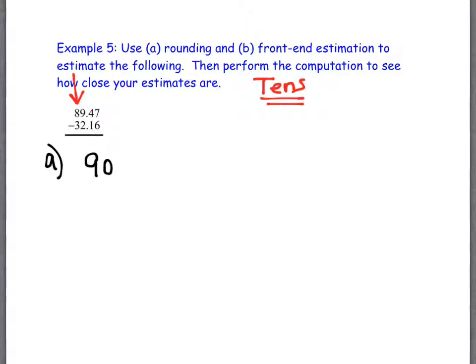90 is correct. So what did we do? Well, you looked at the number after the tens place, which would be the 9. It's 5 through 9, so we round the number 8, the beginning, up to the number 9. So we've got 90.